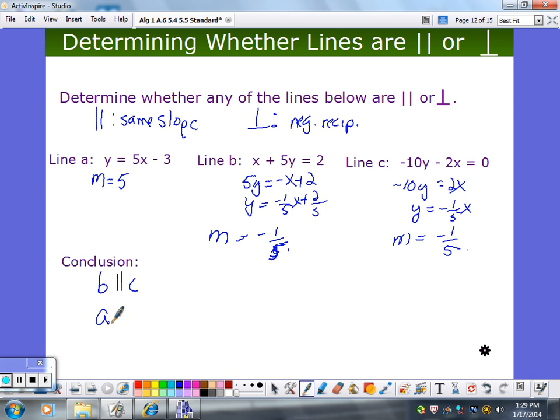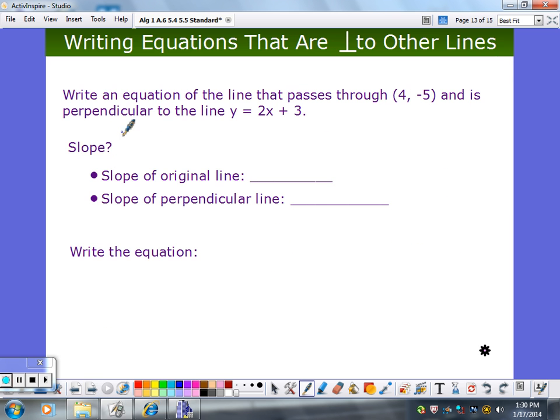Why is A perpendicular to B? Yeah, 5. That's right. What is the negative reciprocal of 5? Negative 1/5. And look at that. Who else is perpendicular to A and B? Right? Because they are negative reciprocals. These two lines are parallel, and they're perpendicular to line A. Make sense? Questions? Okay, so you're going to be doing a lot of slope work.